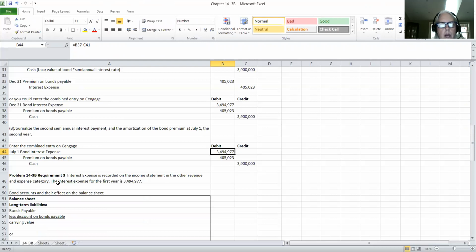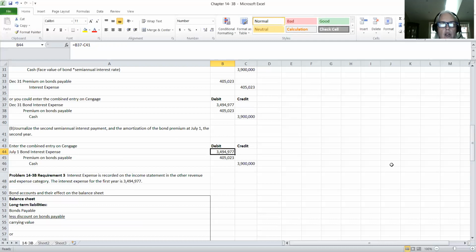So in requirement number 3 in Cengage, they want you to calculate the interest expense, but that interest expense is for the first year. So ignore this year. We're going to the interest expense for the first year, and you can see in the combined entry, it gave you $3,494,977. So at the end of the first year, our interest expense on the income statement would be in this amount.